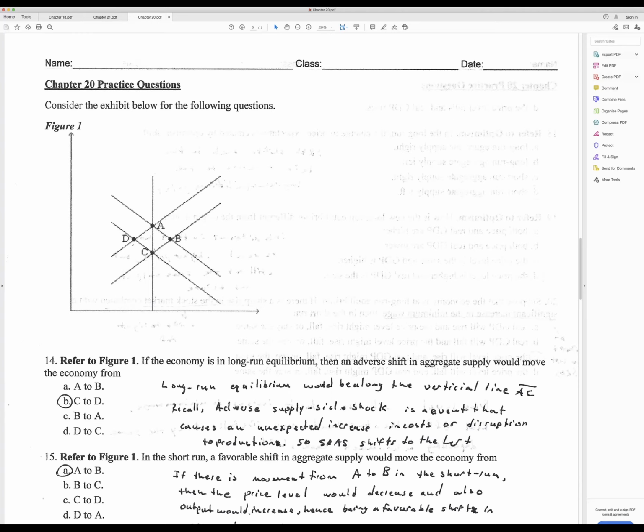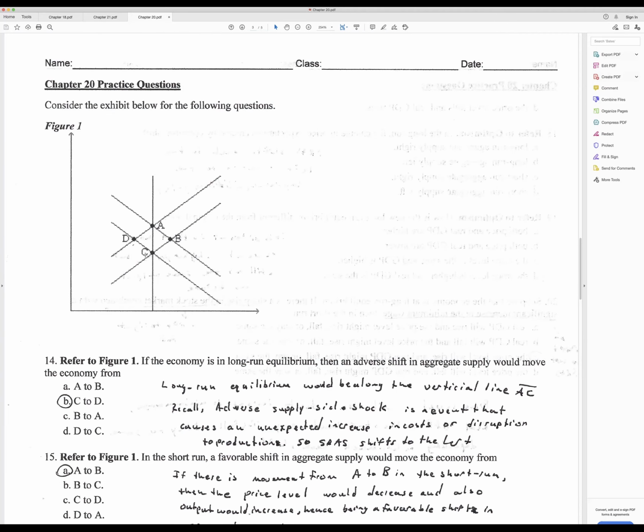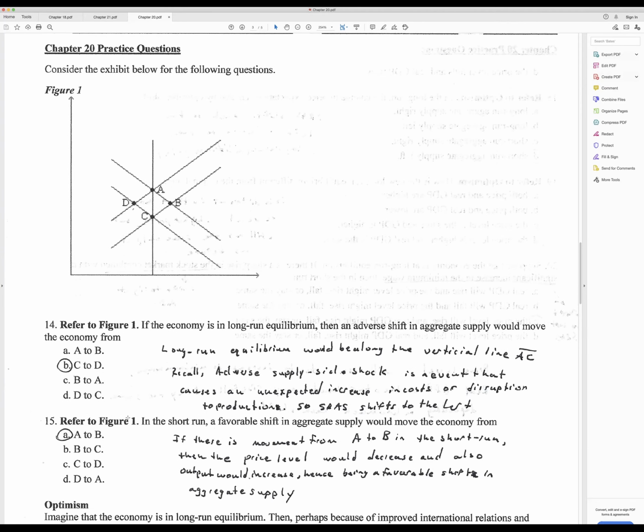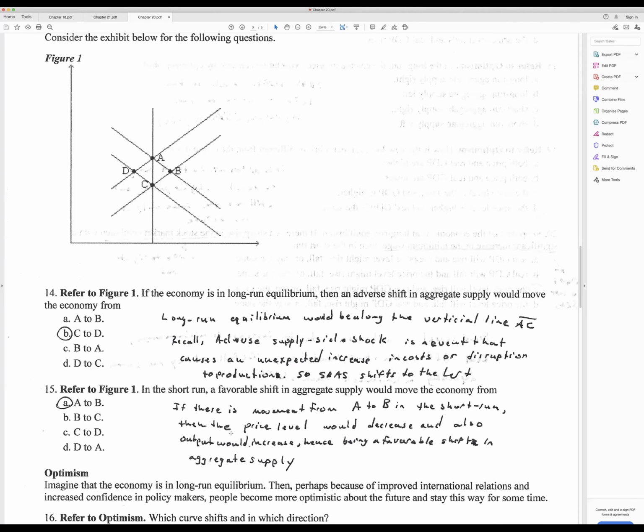So the best guess is to look at this curve, shift it to the left, and we see that we'd be at point C originally because we have to be somewhere along the long run aggregate supply. Then when this shifts to the left, an adverse supply shock, we move from C to D. If it was a shift to the right of aggregate supply, then we would move from A to B. So that covers question number 15. In the short run, a favorable shift in aggregate supply would move the economy from what? That would be A to B. If there's a movement from A to B in the short run, then the price level would decrease and output would increase, hence bringing a favorable shift in aggregate supply.